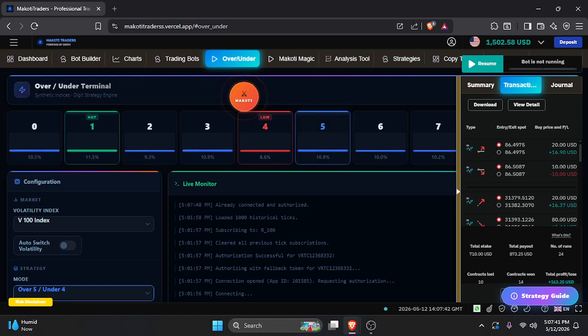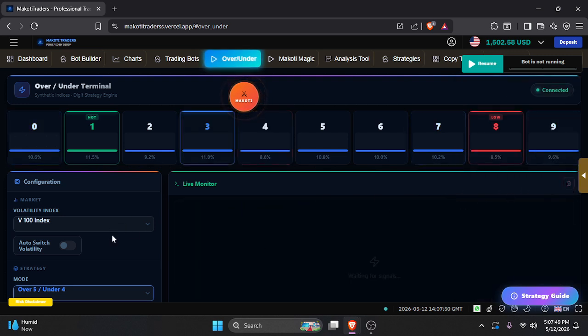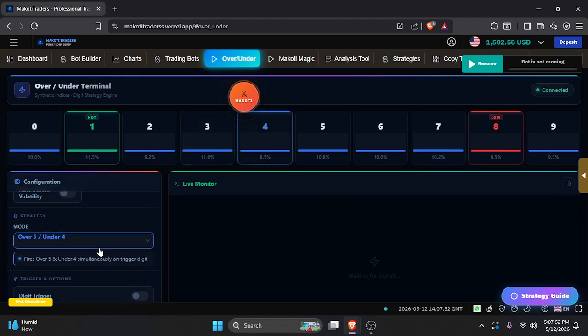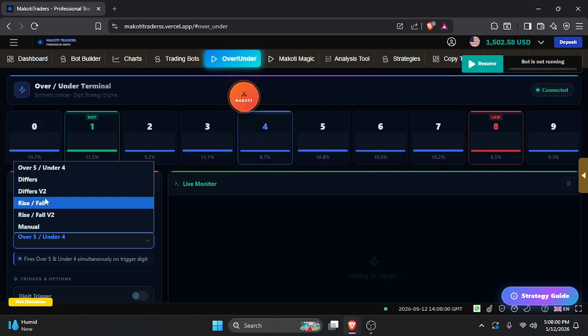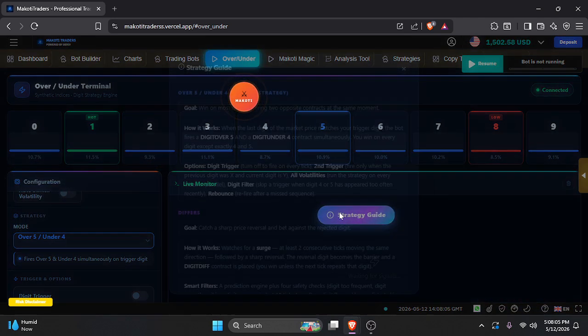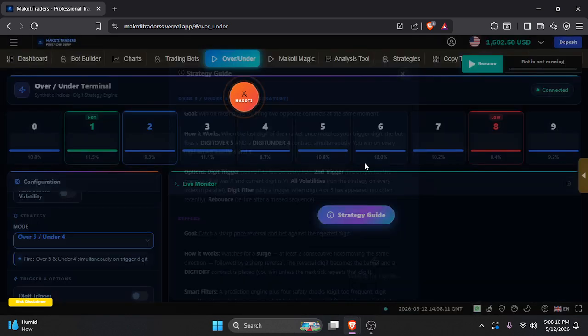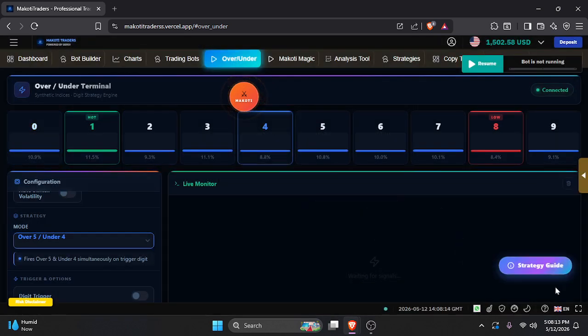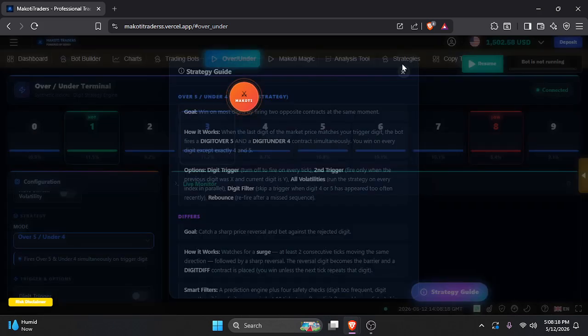So come to the over under tab, and let me close this. Then come and select rise and fall version 2. Here I have many trading strategies. I have automated them. These are for differs version 2, and anything you want to know about the strategy, you will get it here on the strategy guide. Just use this strategy guide, and you will see all you need to know about this tab.